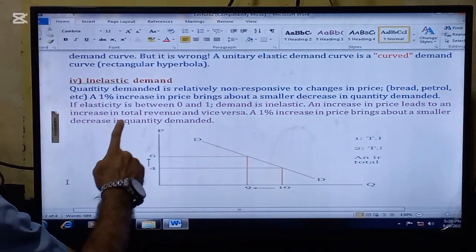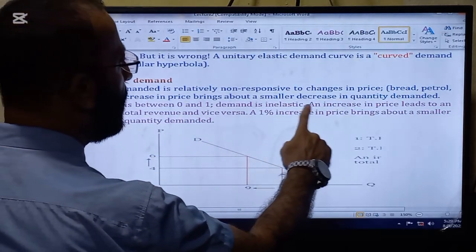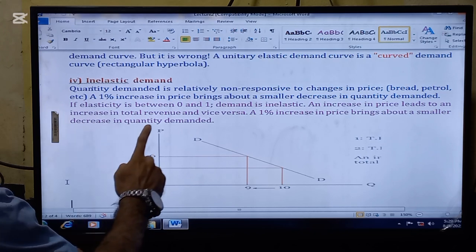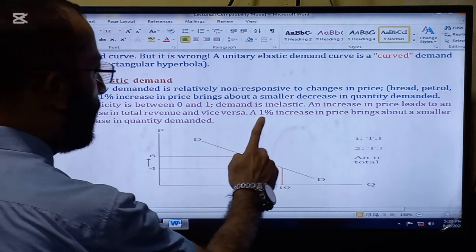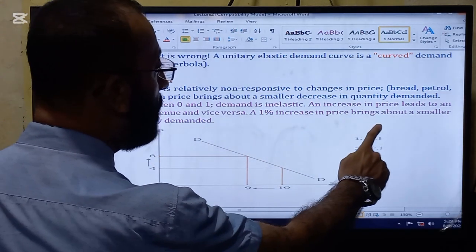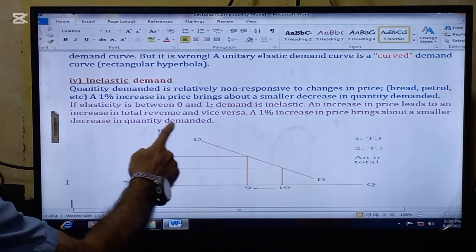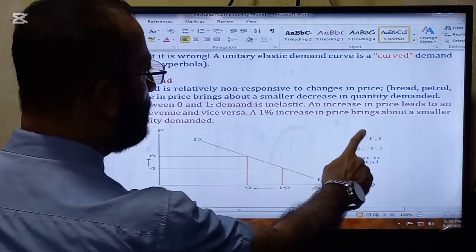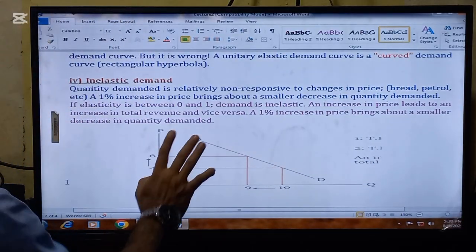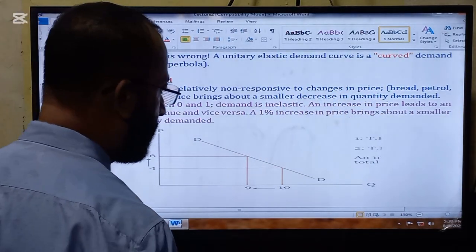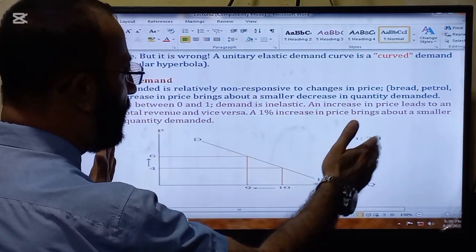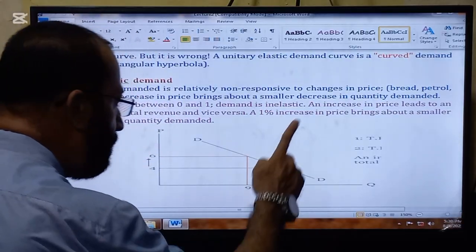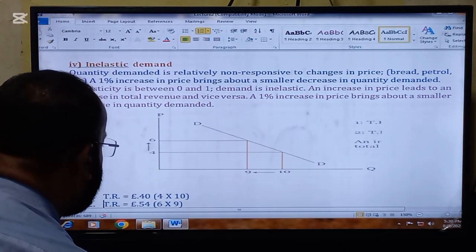So a 1% increase in the price brings about a smaller decrease in the quantity demanded. If elasticity is between 0 and 1, demand is inelastic. An increase in the price leads to an increase in the total revenue and vice versa. A 1% increase in the price brings about a smaller decrease in the quantity demanded because these are the necessities of life, and these will have to be purchased whether the price goes up or down. So there will be a very minor change.